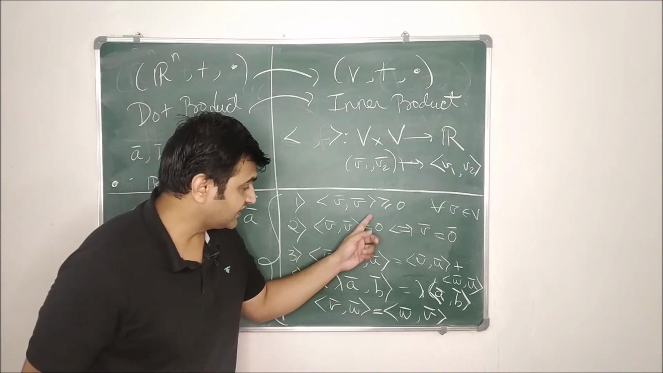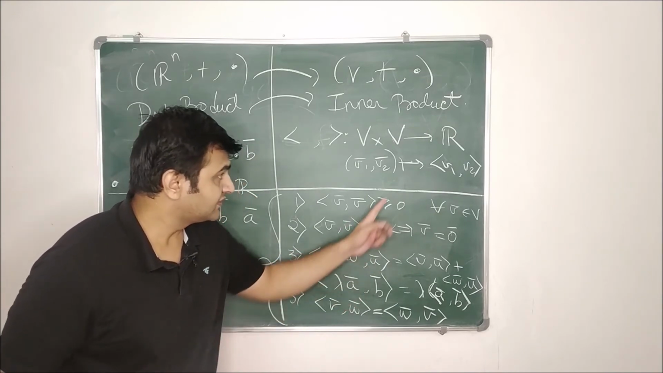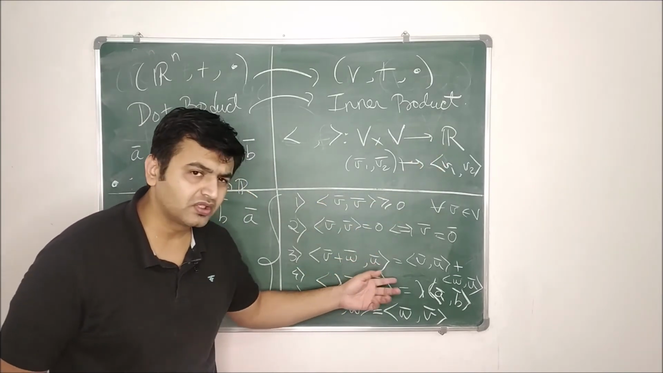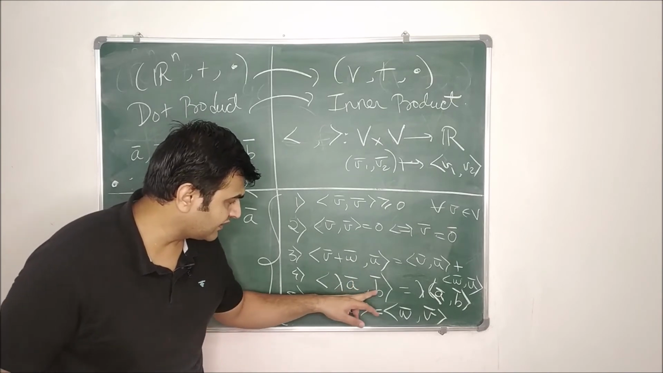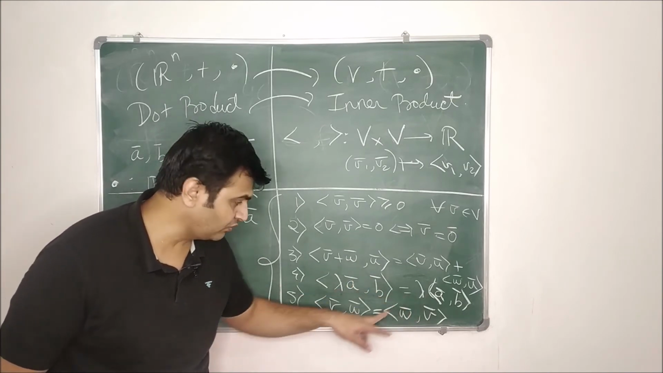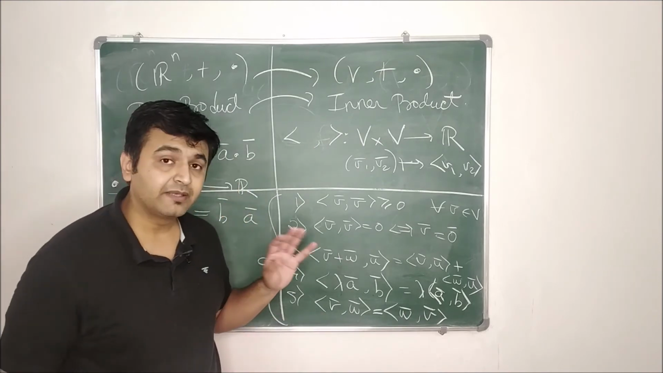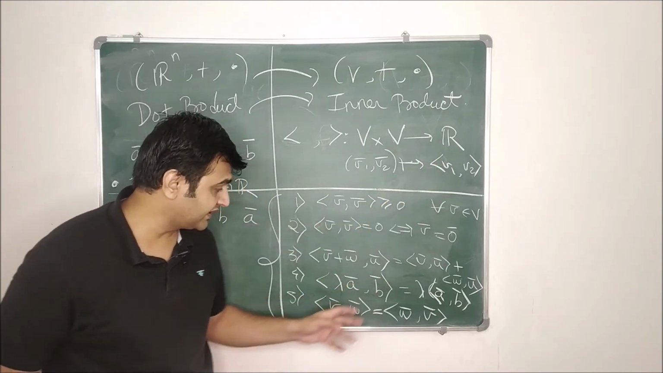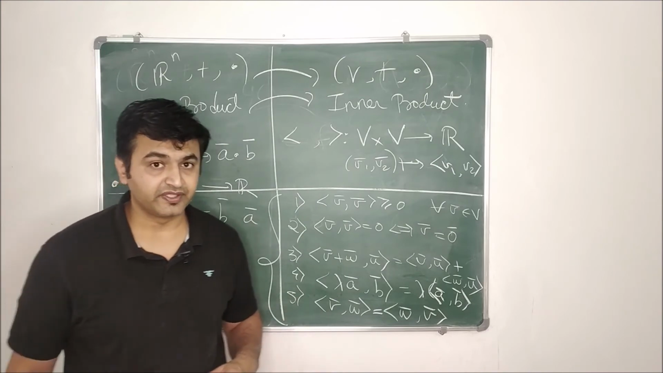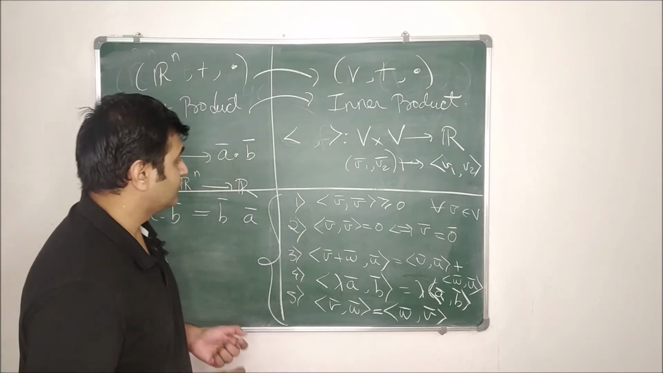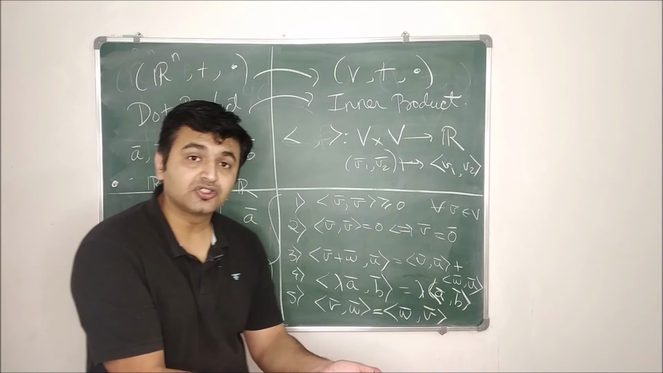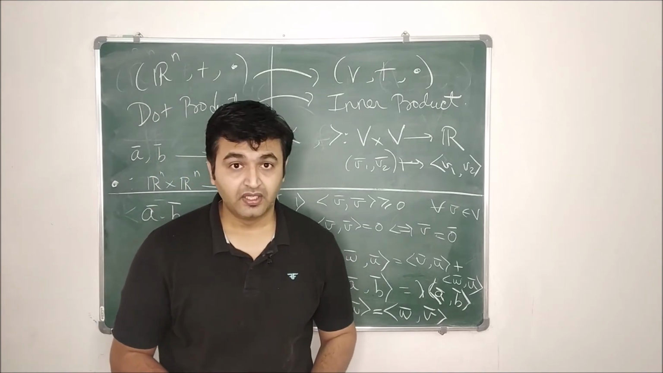In the third one, since it's a real number, it's linear in both the components. Here also lambda can be here or here, lambda comes out, and the inner product of V, W is the same as W, V. Once again I am reiterating that if it's a complex number, then there is a change in the fourth and the fifth property.